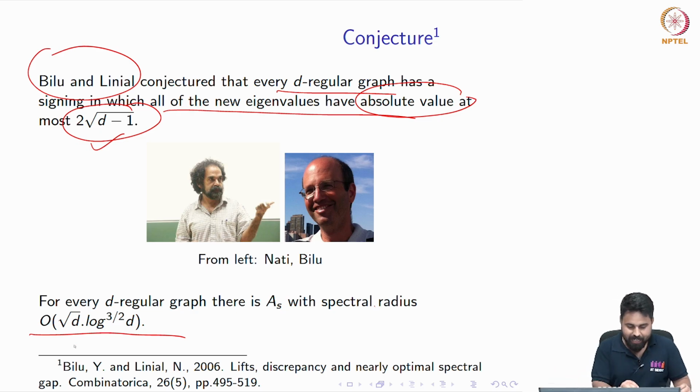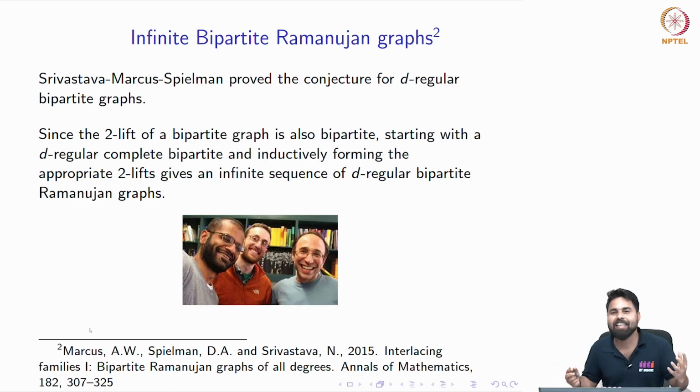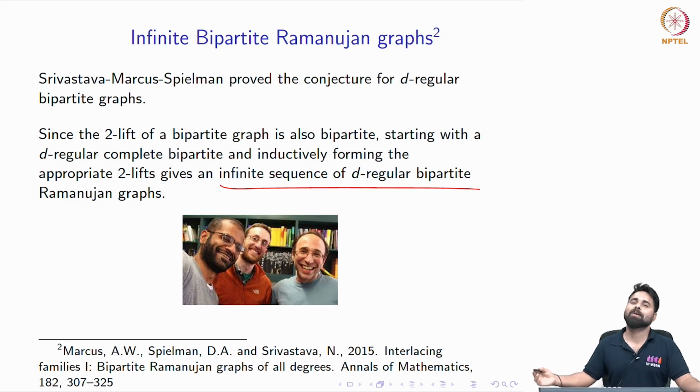The largest modulus of the eigenvalues is of order square root of d, log to the power 3 by 2, into d. Okay, very good. And very recently, Nikhil Srivastava, Marcus and Spielman proved this conjecture for D-regular bipartite graphs. For every D-regular bipartite graph, there exists such a signing, such a matrix A_S. They have proven this conjecture for the bipartite case, and by doing so, they have given an infinite sequence of D-regular bipartite Ramanujan graphs. Very powerful result again.